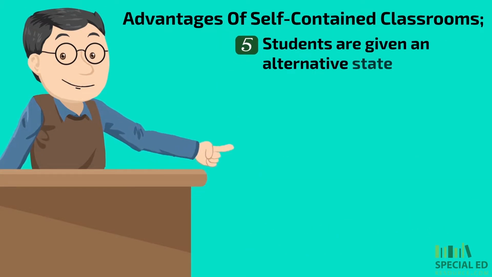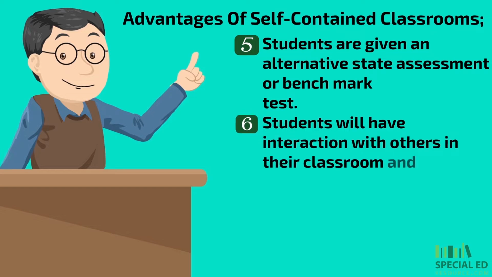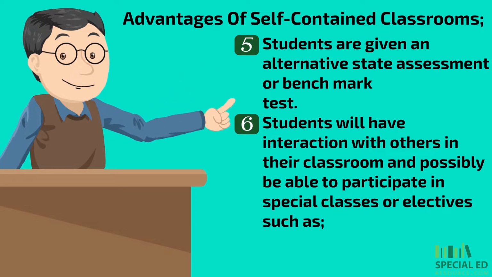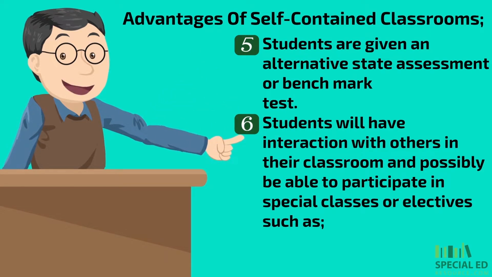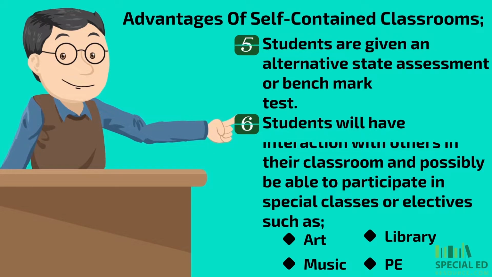Number five, students are given an alternative state assessment or benchmark test. They may not be required to take the same assessments as the general education students. Number six, students will have interaction with others in their classroom and possibly be able to participate in special classes or electives such as art, music, library, PE.